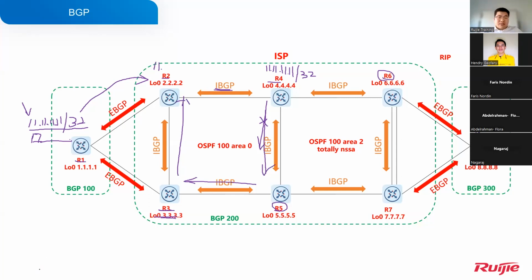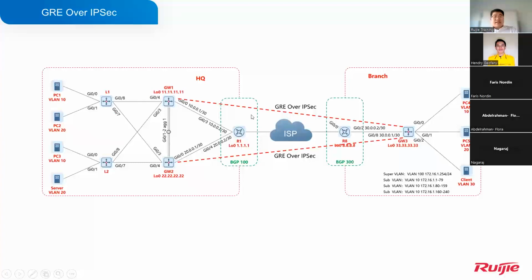So let's get back to the question I just asked. Since R1 cannot forward the route 11 to R8, in this simplified topology it means that GW1 cannot communicate with GW3, and GW2 cannot communicate with GW3. But what we want is to establish the GRE over IPsec between them.